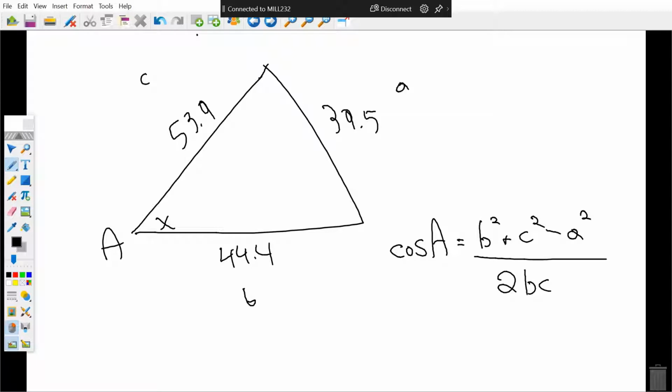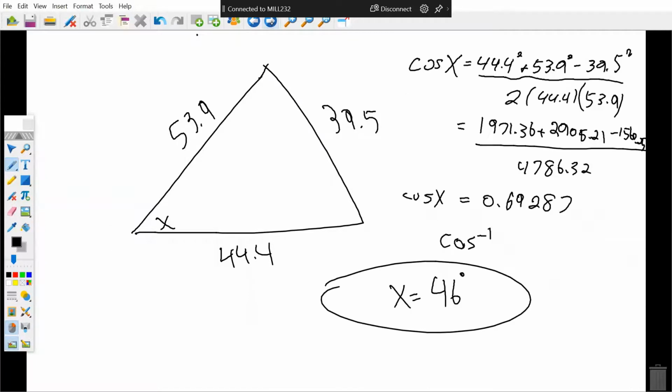All right, I'm going to add the answer here. The answer we're looking for is 46 degrees. So we've got 44.4 squared plus 53.9 squared minus 39.5 squared. And then on the bottom, 2 times 44.4 times 53.9. We do all those calculations, do the top and do the bottom, and then divide them.